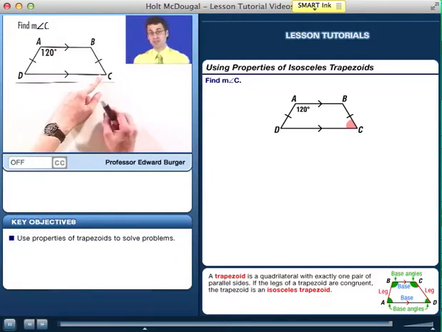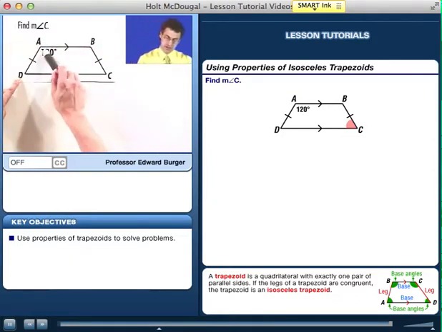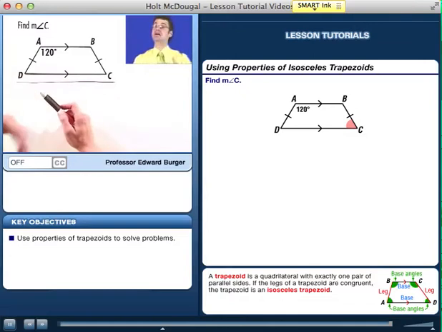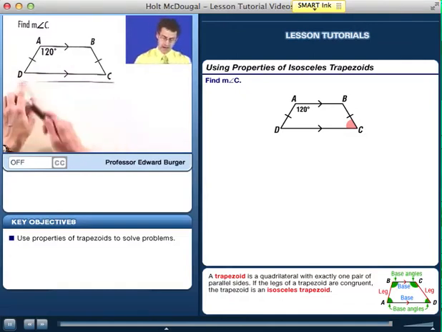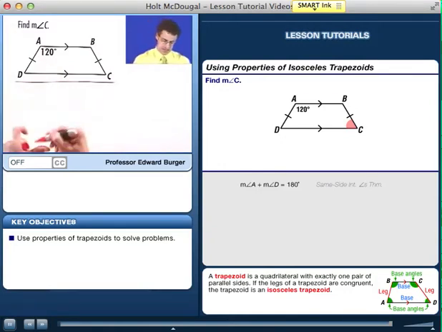Well, we can use lots of facts about isosceles trapezoids. For example, since these two sides are the parallel sides, we can view this as a transversal. We know these two angles have to be supplementary. They have to add up to 180 degrees. If this is already 120 of those degrees, then this must be 60.